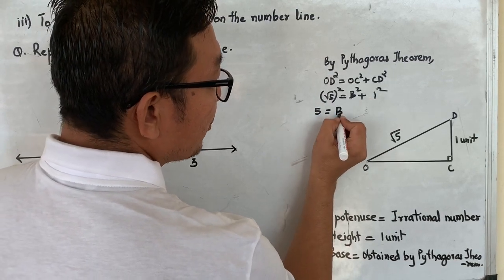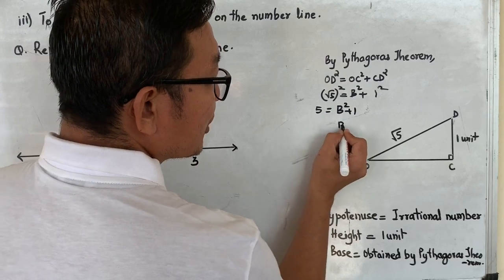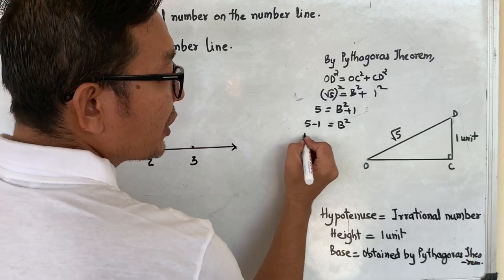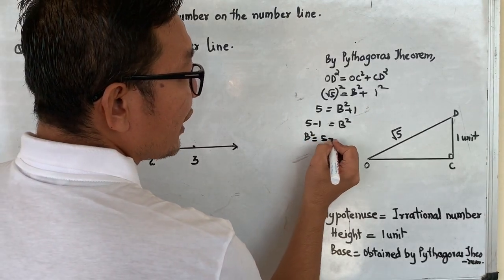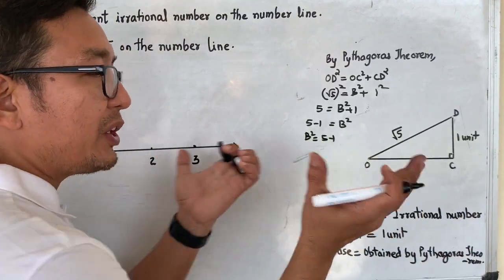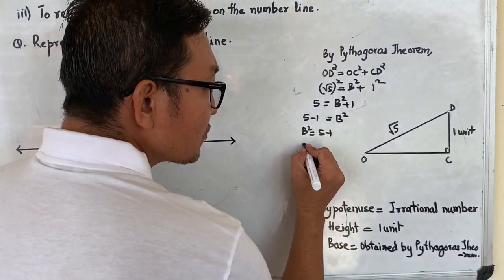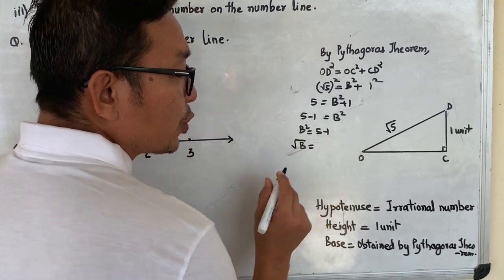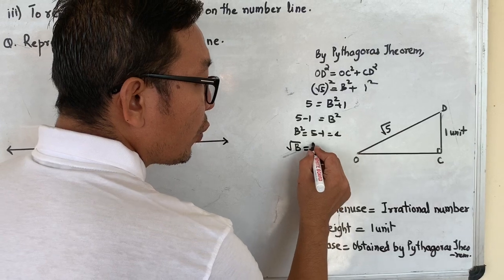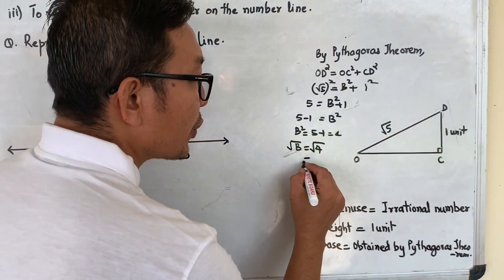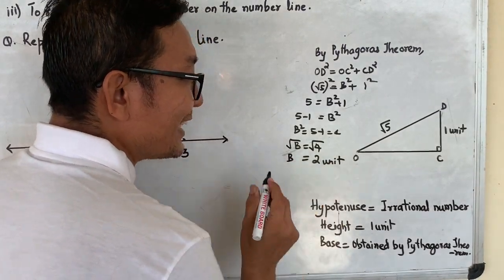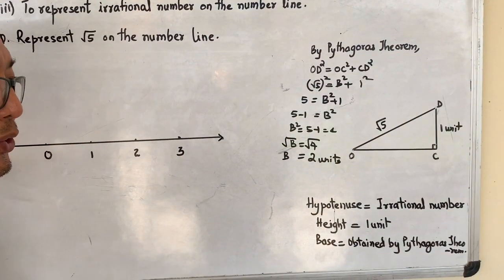So b square plus 1 square equals 5, so b square is equal to 5 minus 1. Squaring both sides, applying square root on both sides, the square root of 5 minus 1 gives 4. Now, what is the square root of 4? The square root of 4 is 2. So, therefore, the base is 2 units.